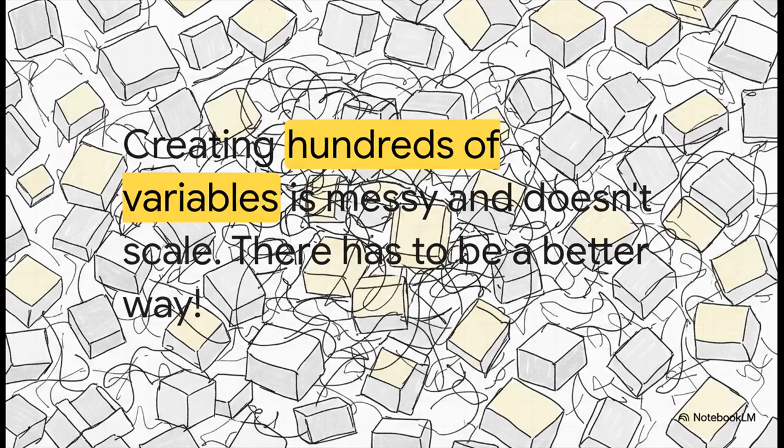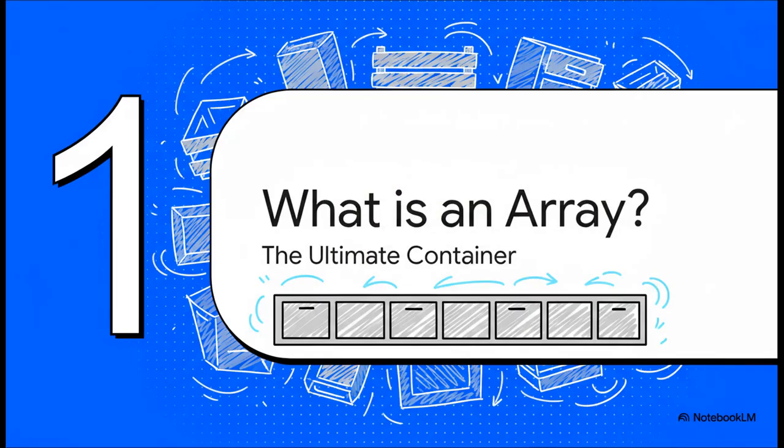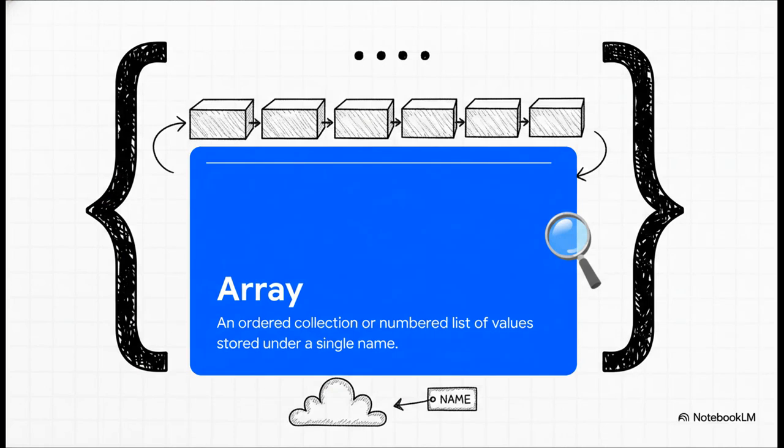And of course, there is. And that better way is the array. I want you to think of it as the ultimate container, a tool that was practically invented to solve this exact kind of problem. So what is it, really? Well, at its heart, an array is just a simple, ordered list of values. It's like a single container, maybe a long box with little compartments, that's built to hold a bunch of items all in one place, all under a single name.